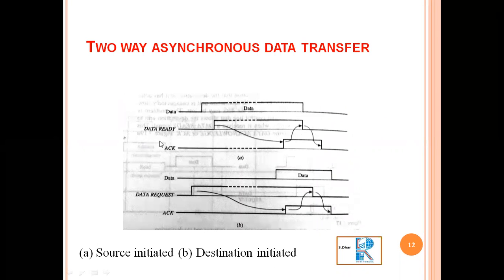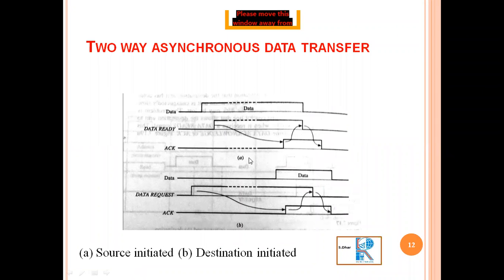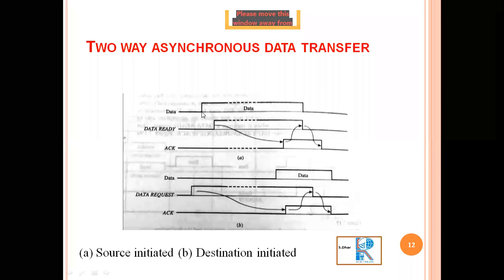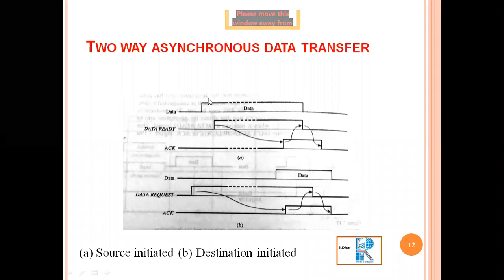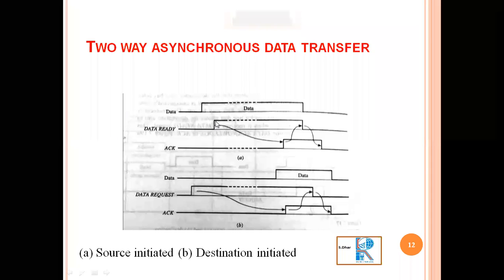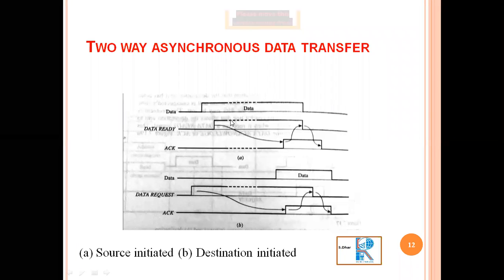See here, first one is the same thing, but this is a two-way communication. So two-way asynchronous data transfer. First, A is the source initiated, and B is the destination initiated. What happens in the source initiated? First, the source makes the data line high. Clear? Then after some time, it will make the data ready high, just like the one-way communication.